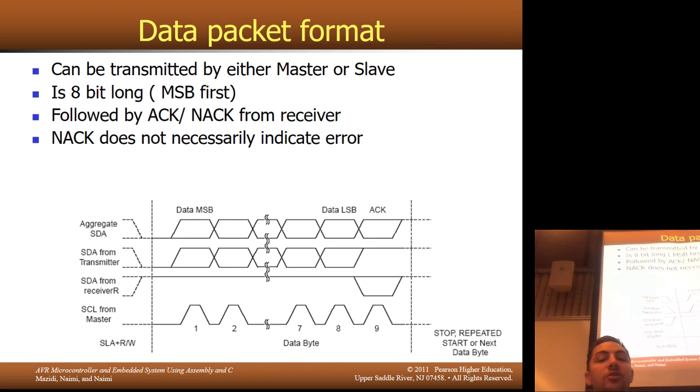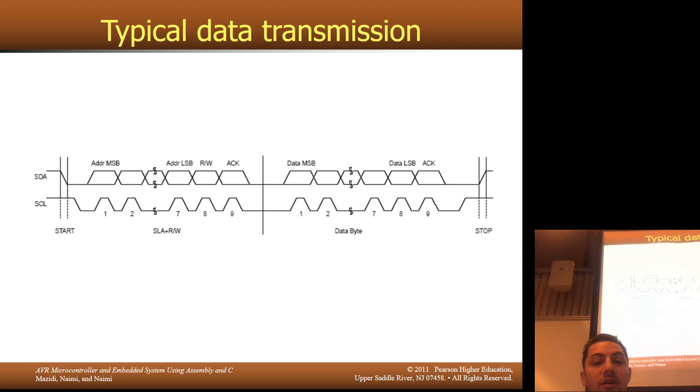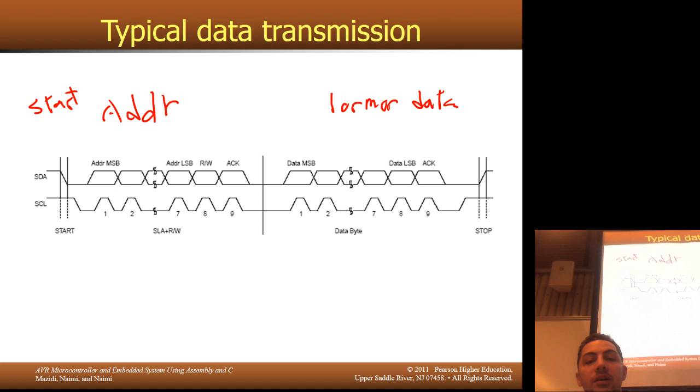So we've got these 2 different packets. A typical transmission is an address packet and then 1 or more data packets with a start and a stop bounding them. And that's it. That's all there is to a typical data transmission.